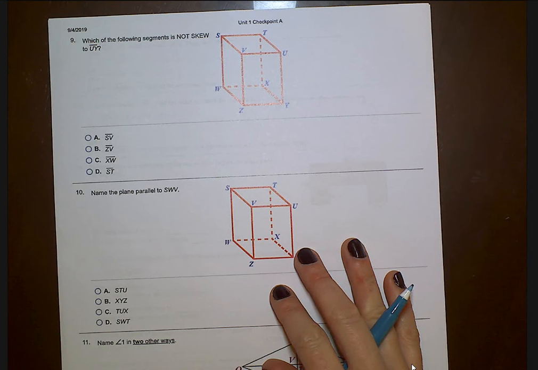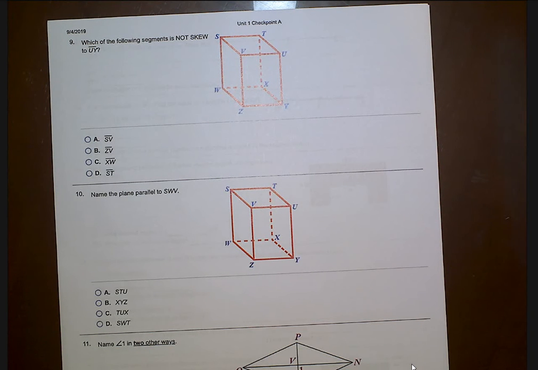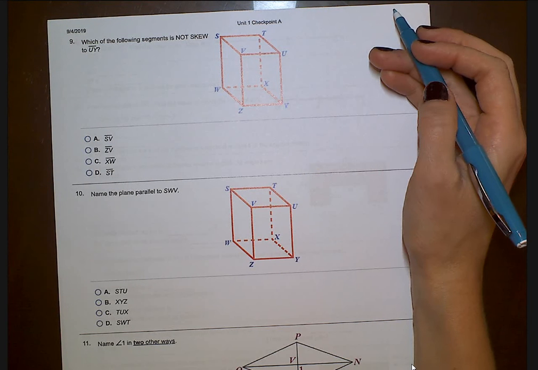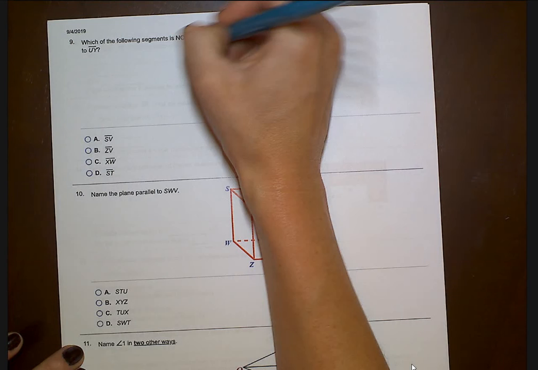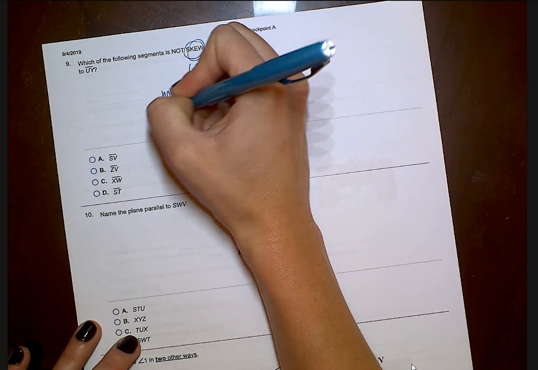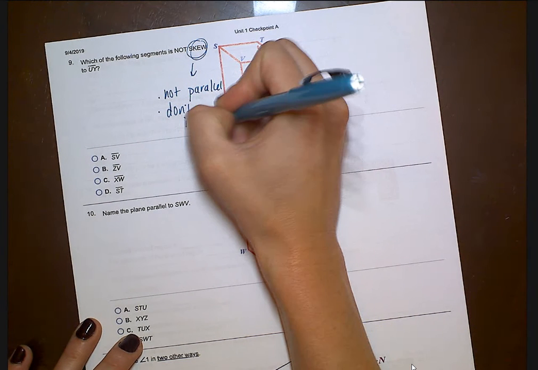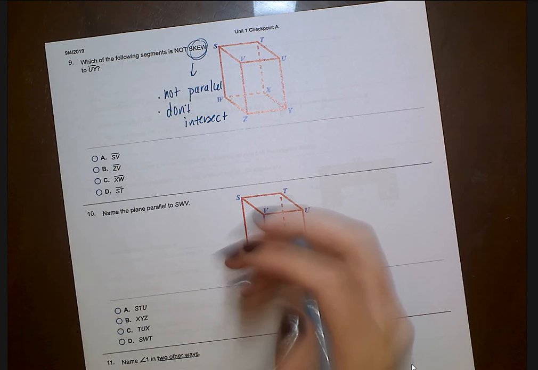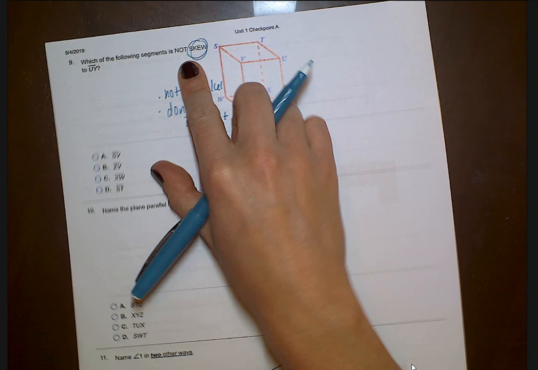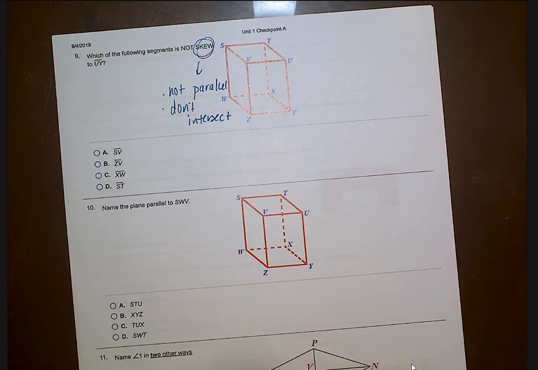Number 9 says, which of the following segments is not skew to UY? Okay, let me make a note. Skew lines are not parallel, and they don't intersect. So I rule out all the ones that can't be skew, and this is what they're actually asking me. Yours might ask you, like, name something that is skew. This is saying something that's not skew. So let me figure out which ones are skew. That's how I'm going to start.